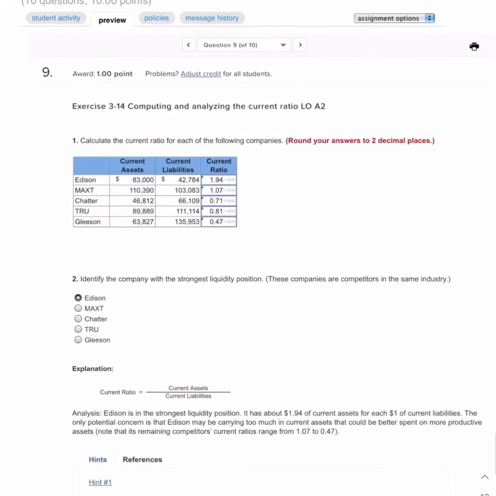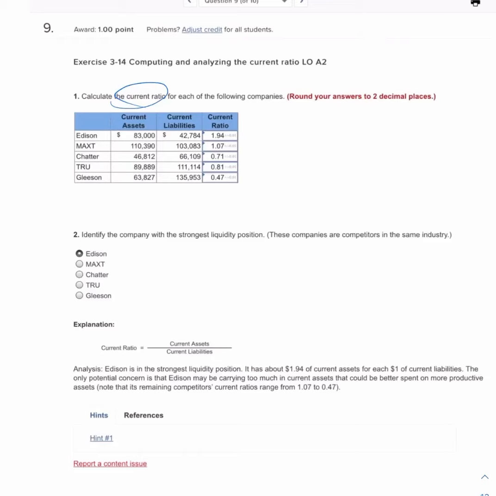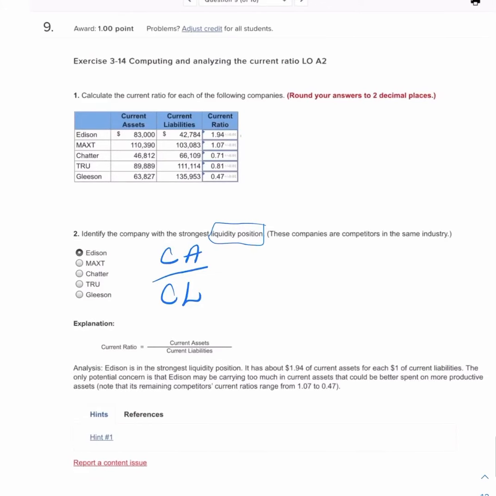Now, for number 9, it tells us here we want to calculate the current ratio. So current ratio is going to equal current assets divided by current liabilities. So in this case, we'll take the 83,000 over 42,784. That'll give me this number, and we'll do that all the way down the line. Once we finish doing all of those calculations, the question then asks us which company has the strongest liquidity position, i.e. which company has the highest current ratio. So out of those options, we see 1.94, 1.07, 0.7, 1.8, 1.47. Of course, 1.94 is the greatest, which tells us that Edison has the highest current ratio.